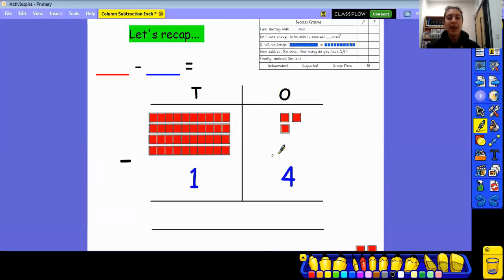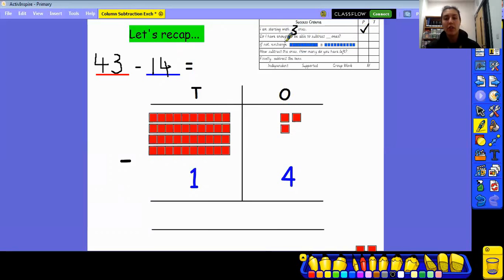Okay, so let's have a look at our starting number. Our starting number, which is on the top, has got 4 10s and it's got 3 1s. And the number that I'm subtracting has got 1 10 and 4 1s. We call that number 14. So following my success criteria to work out the answer, I am starting with 3 1s.